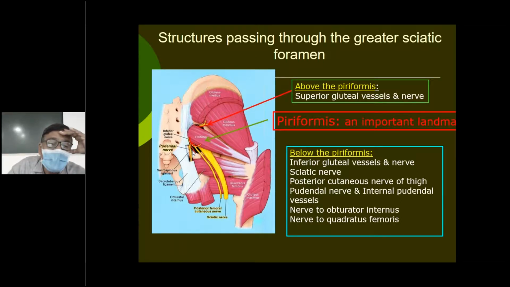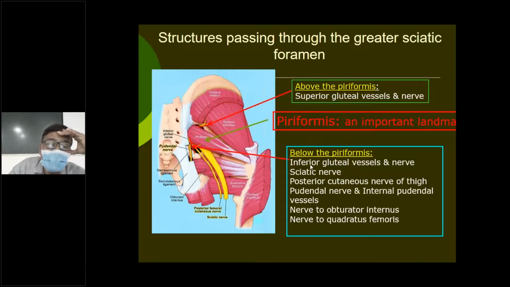And then this one, I'll show it in a better picture later: the pudendal nerve to supply the perineum. That also comes out, and along with that, the internal pudendal vessels also come out. And then, as I told you already, the nerve to obturator internus and the nerve to quadratus femoris. They all come out through the greater sciatic foramen below the piriformis.